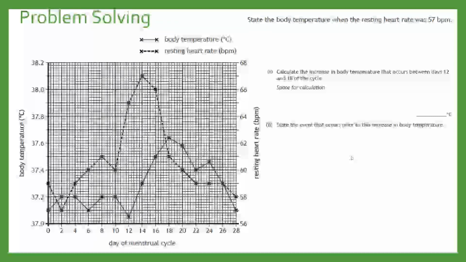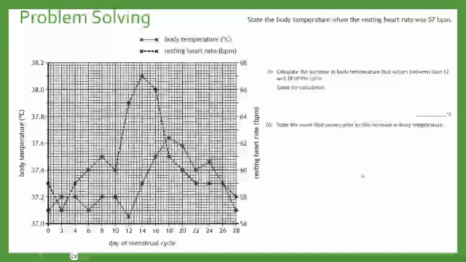Okay, so we've got a graph. With any graph question, the first thing to do is always familiarise yourself with the graph itself and with its key. So we've got day of the menstrual cycles over a 28-day cycle. Over this side, we've got the body temperature in degrees, and on this side, we've got the resting heart rate in beats per minute. And our key tells us that the body temperature is shown by the solid line, and the resting heart rate is shown by this dotted line.